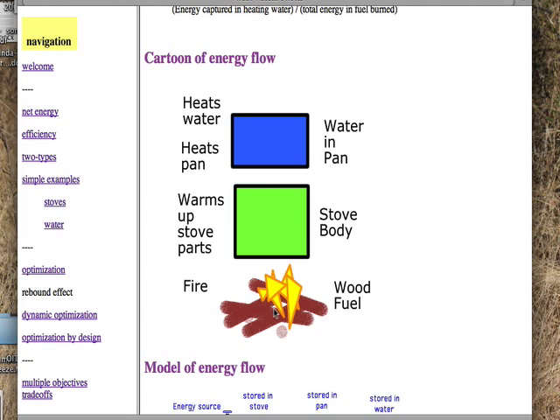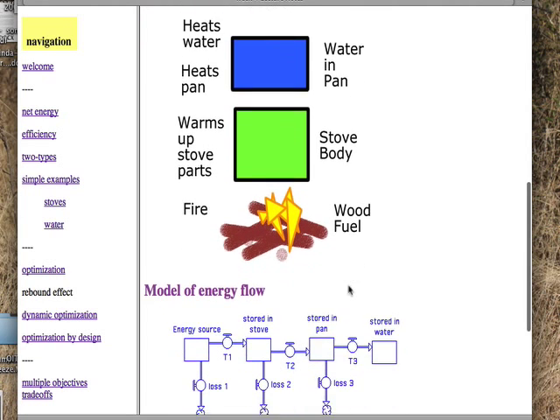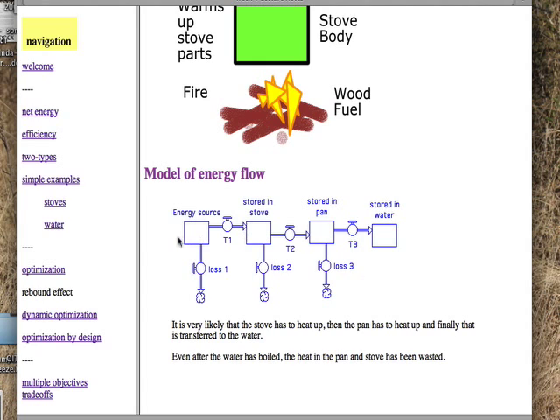We have fire here. This is a really nice diagram I drew. And then you have to heat up the stove, and you have to heat up the pan, and then that heats the water. Well, you'd think, oh, we're just heating water, but each one of these steps is actually like our energy diagram. We have the energy source. How much heat is stored in the stove? How much does it take to heat up the stove?